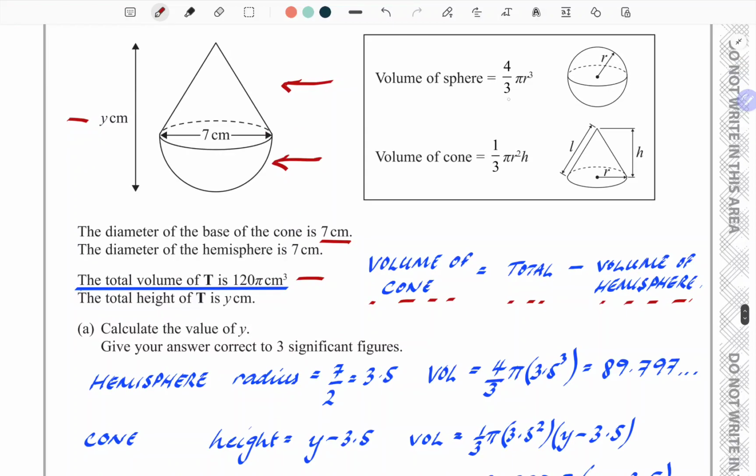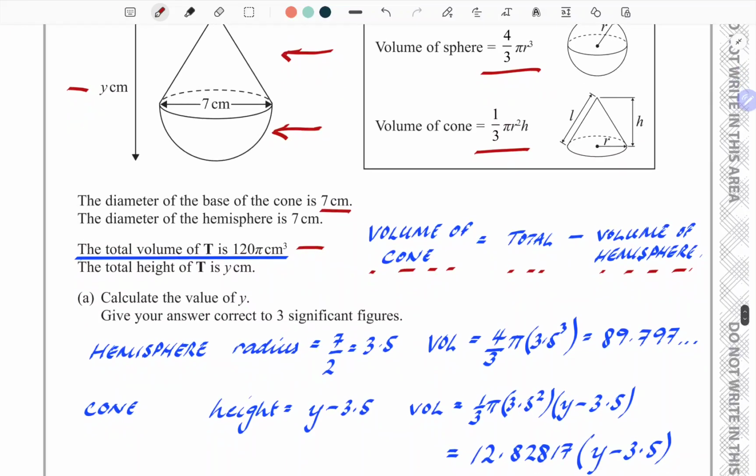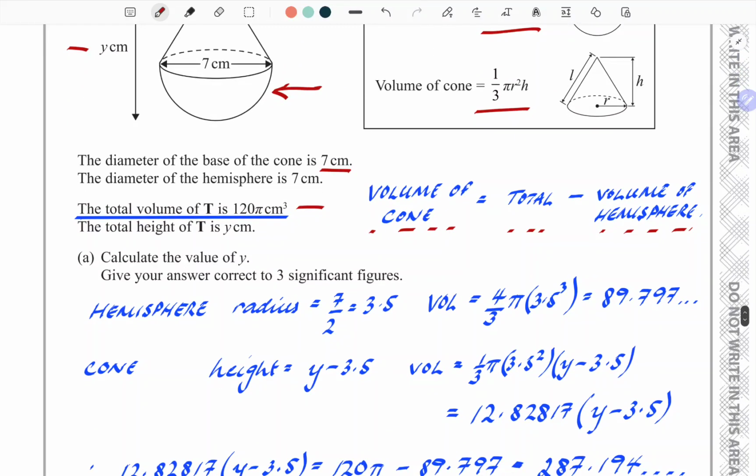Remember you've got the formulas given to you. Volume of a sphere, 4/3 pi r cubed, and volume of a cone, 1/3 pi r squared h. Bear those in mind. Now, it says calculate the value of y, to 3 significant figures. First, we're going to start with the hemisphere, because of this thing here. We're going to work out the hemisphere details.